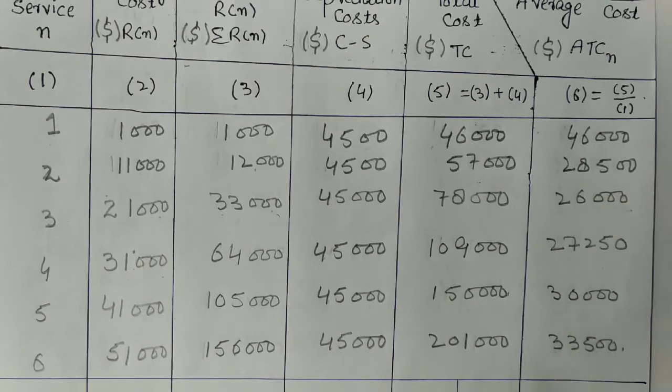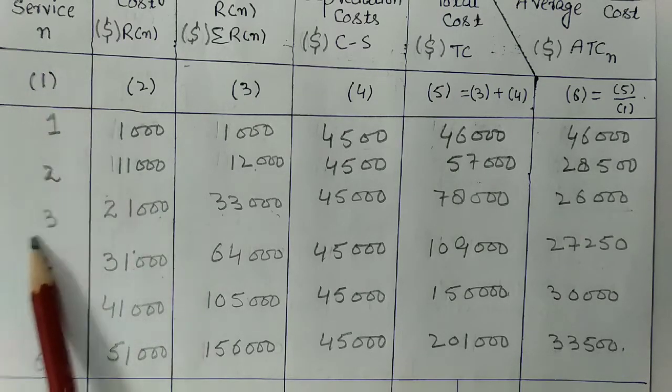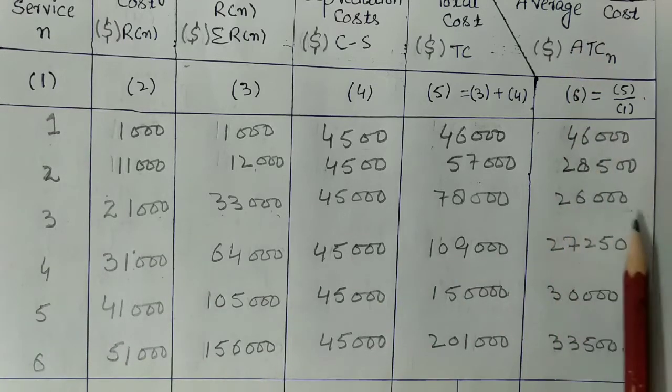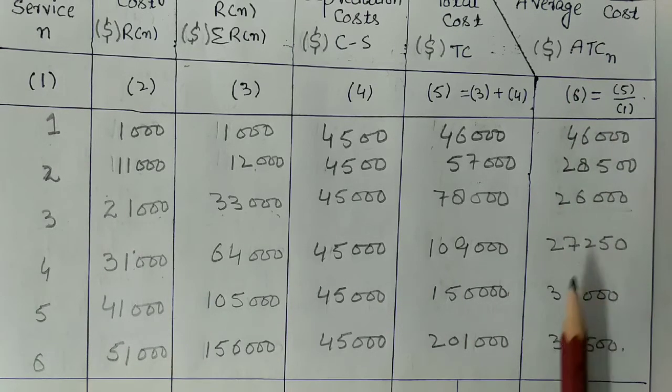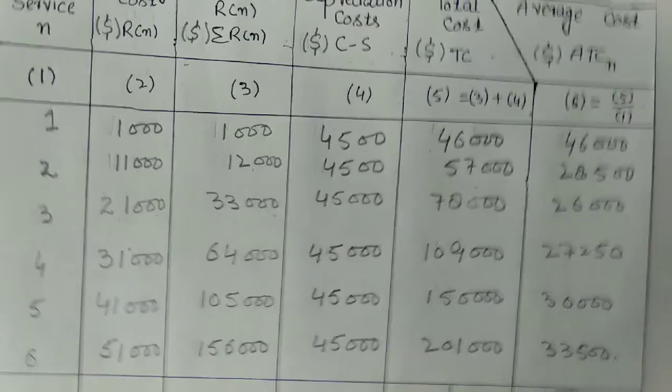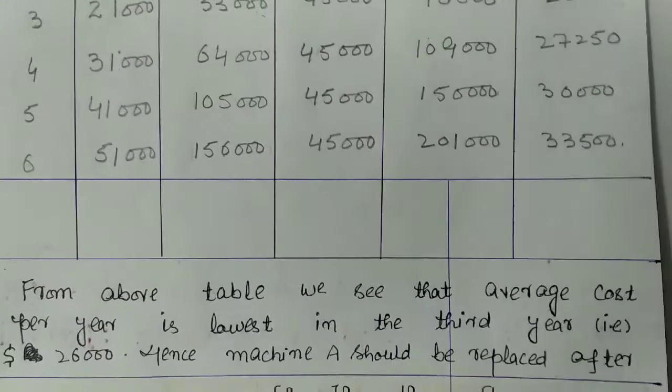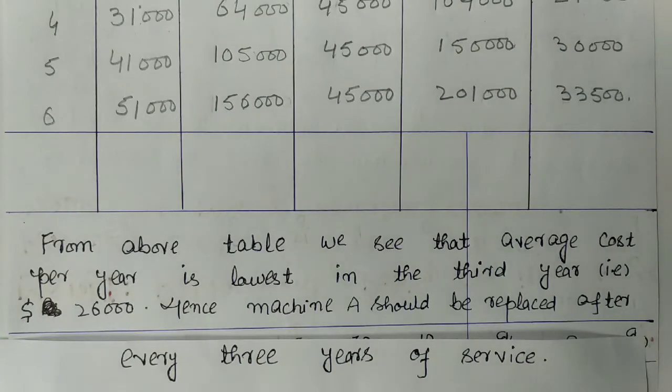Okay, now the replacement should be done in the year where the average cost is minimum. If I compare the average cost of 6 years, in the 3rd year of service the average cost is 26,000, which is the minimum among all other average costs. So I can write: average cost per year is lowest in the 3rd year, that is $26,000.